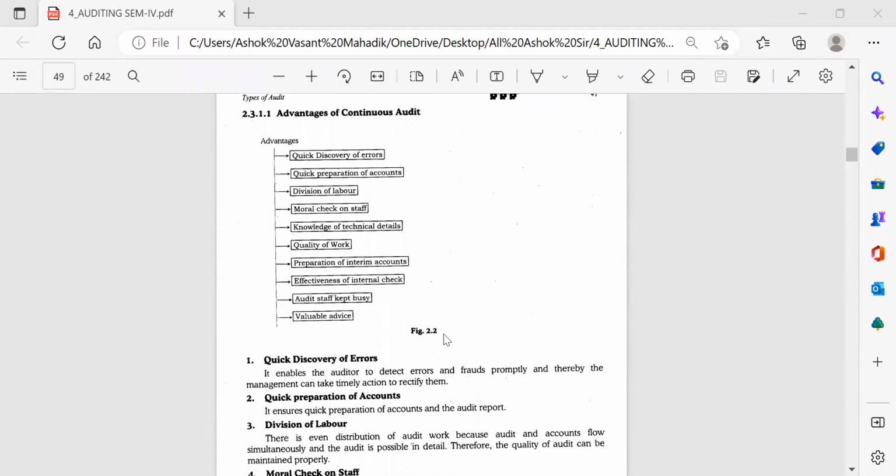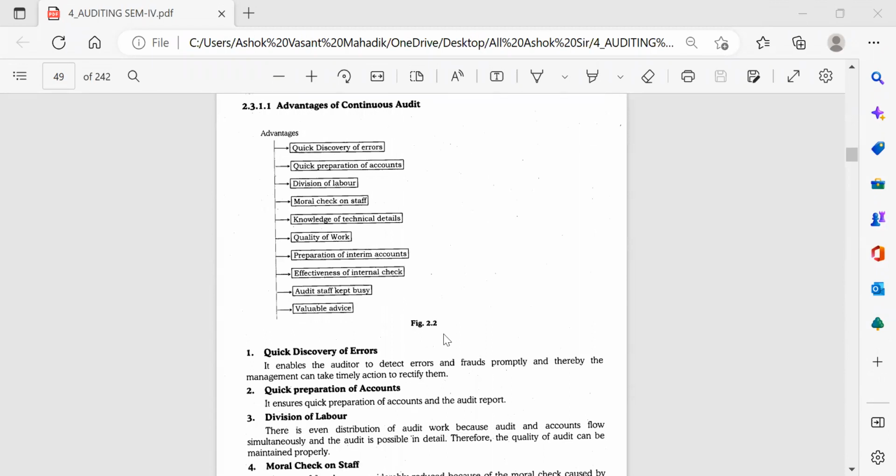Now, what are the advantages of continuous audit? First, if there are any mistakes, they are discovered early so that corrective action can be taken. Clear? Quick accounts can be prepared. Means as soon as the year end is there, they don't have to wait for books to be prepared, finalized, etc. Because they are doing the audit work throughout the year, they can easily prepare final accounts in no time. Clear? Division of labor. The work is divided throughout the year amongst different staff members. So someone who is specialized in any field can do his work whenever allotted to him.